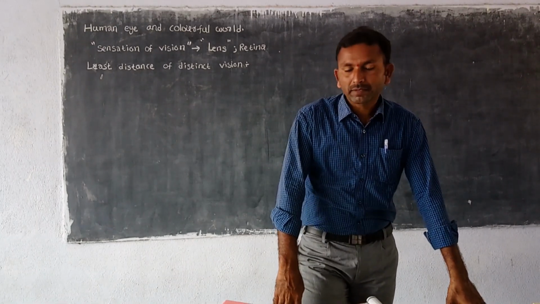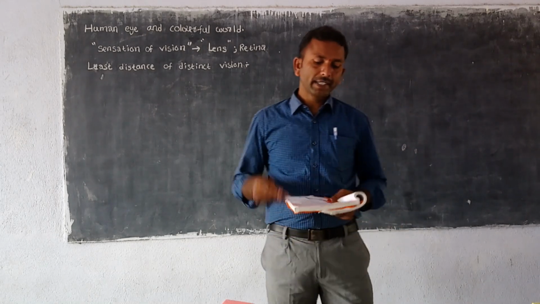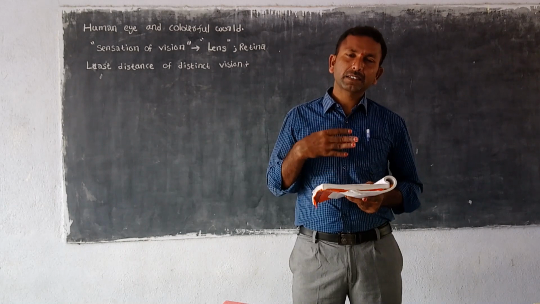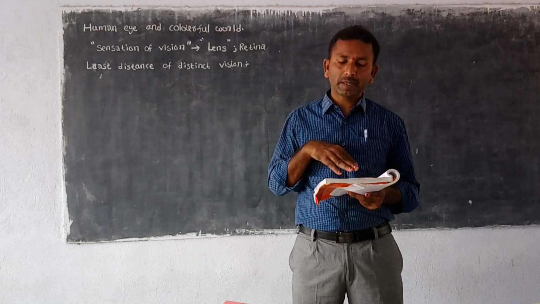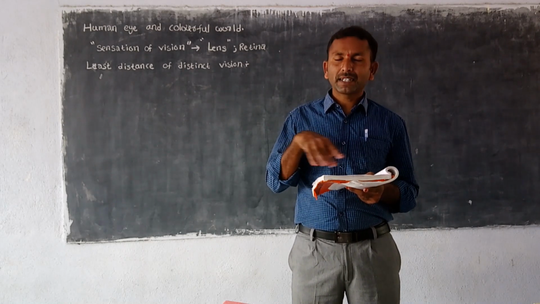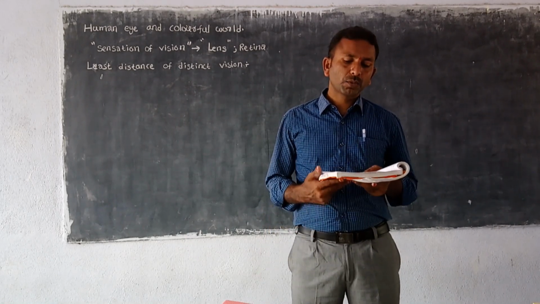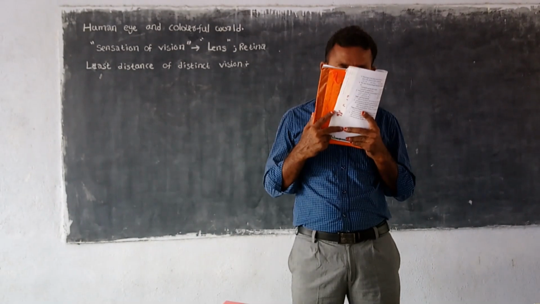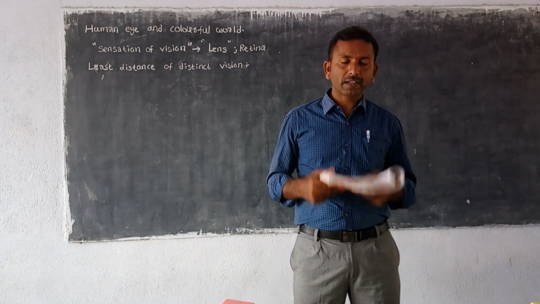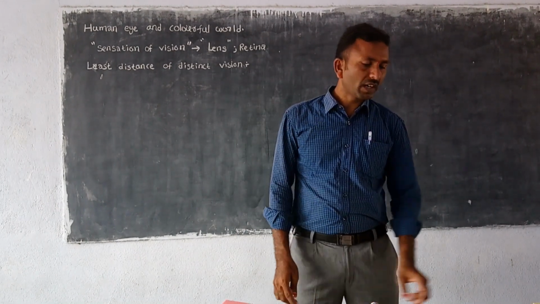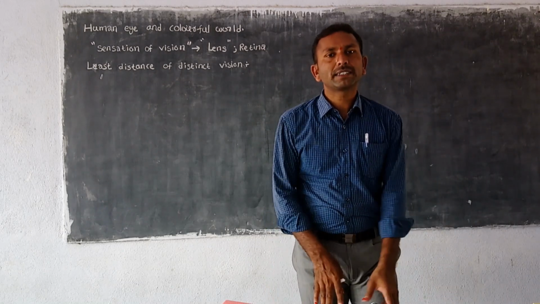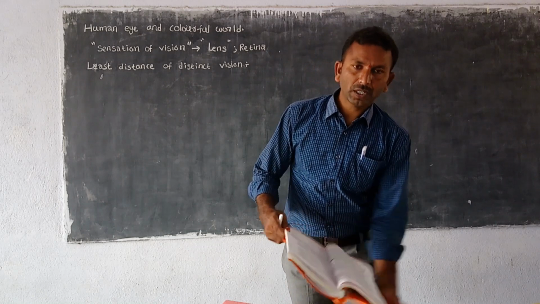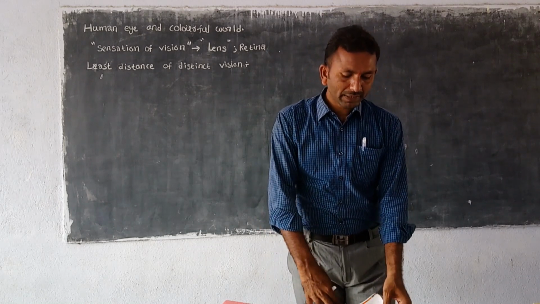But here the activity is: first take a book, and at this distance we are able to see the book and the letters printed on the page. We can see and read the letters easily. Now move the book very close to your eye. What will you observe? Do you observe any changes on the page? Can you observe any changes?